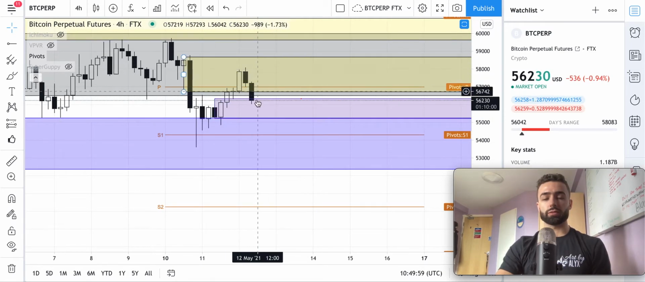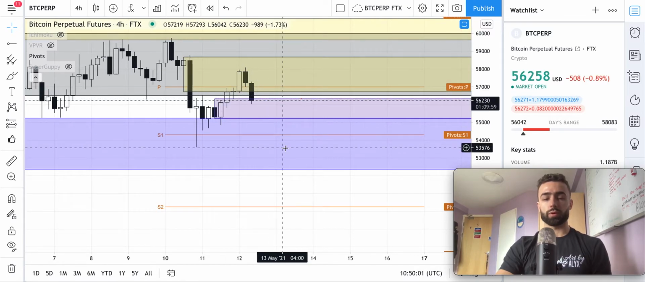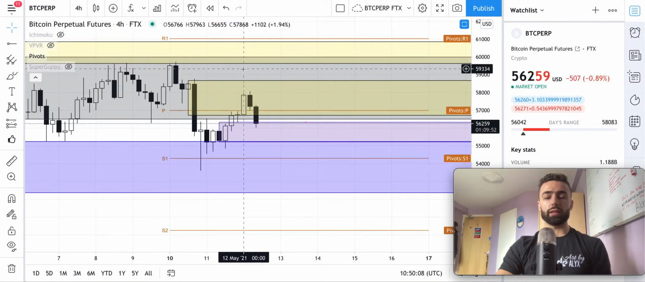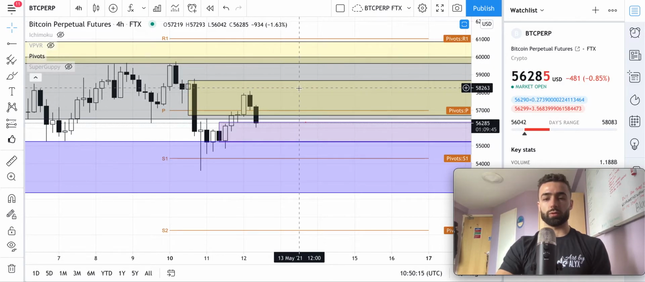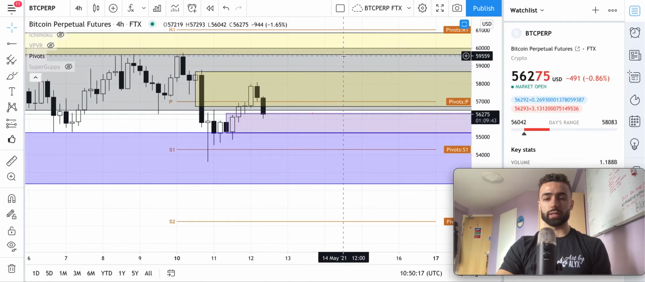So both of these zones are the zones to watch. If we break below the purple zone and close 2 candles below it, that's a resistance zone to short on a retest. If we go above the yellow zone and we close 2 candles above that, that is the support zone that we'll look to long on a retest.